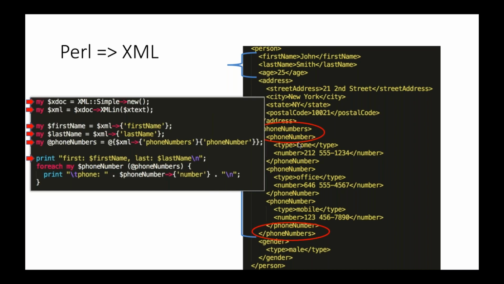And then finally, we just print this out to the screen. For each phone number in phone numbers, print it out to the screen. So pretty straightforward. All languages are going to do this.